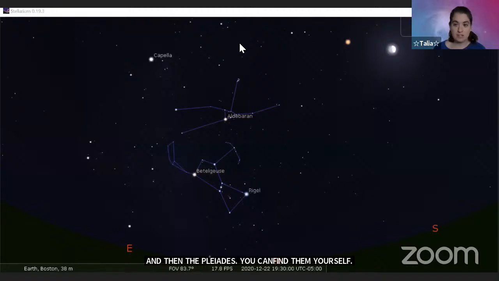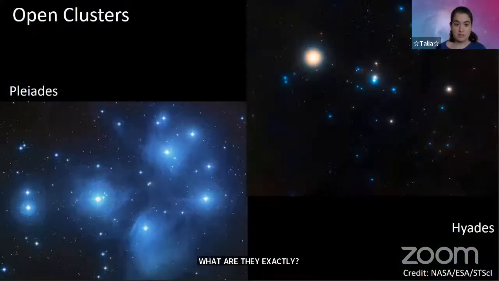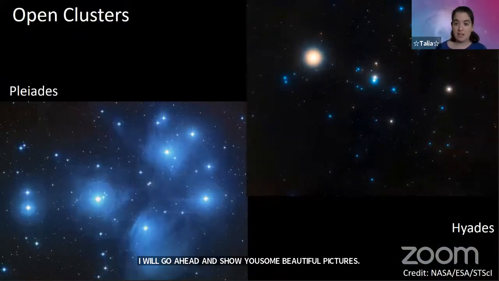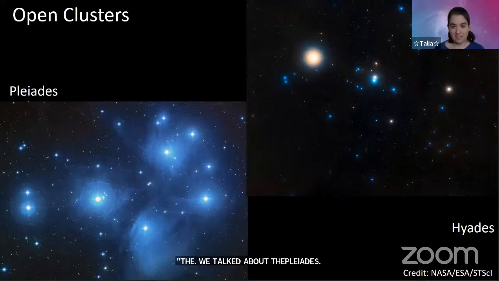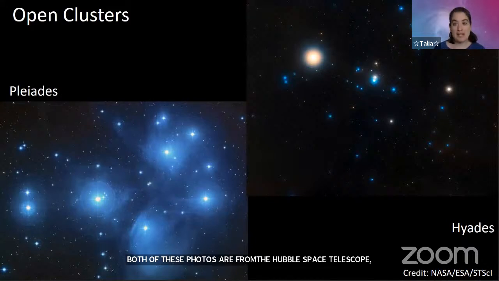Both of those clusters, the ones I just showed you, are something that we call open clusters. So we talked about the Pleiades. The other one, the cluster that makes up the face of Taurus the Bull, is called the Hyades. You can see it written out on this slide. And both of these photos, by the way, are from the Hubble Space Telescope, NASA's premier eye on the sky. When it comes to studying star clusters, you can't get away from Hubble. Hubble is one of the major backbones of studying star clusters.